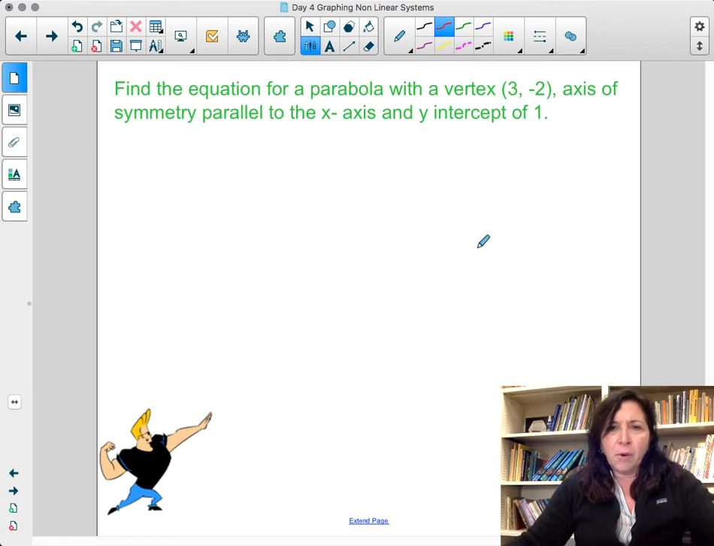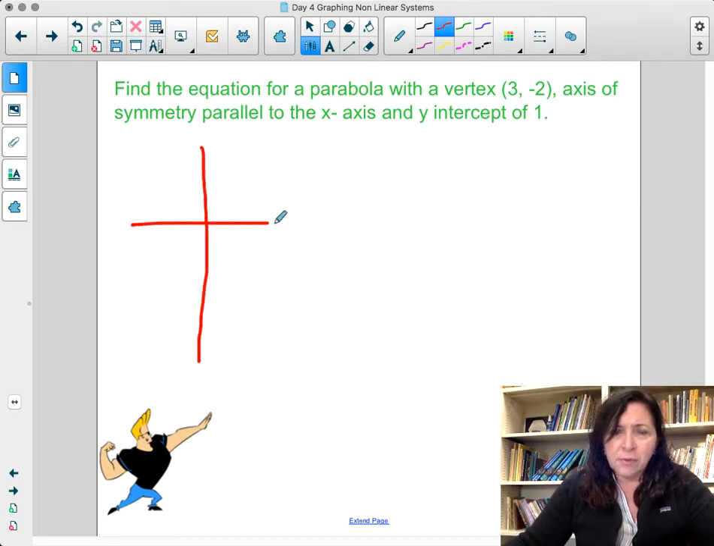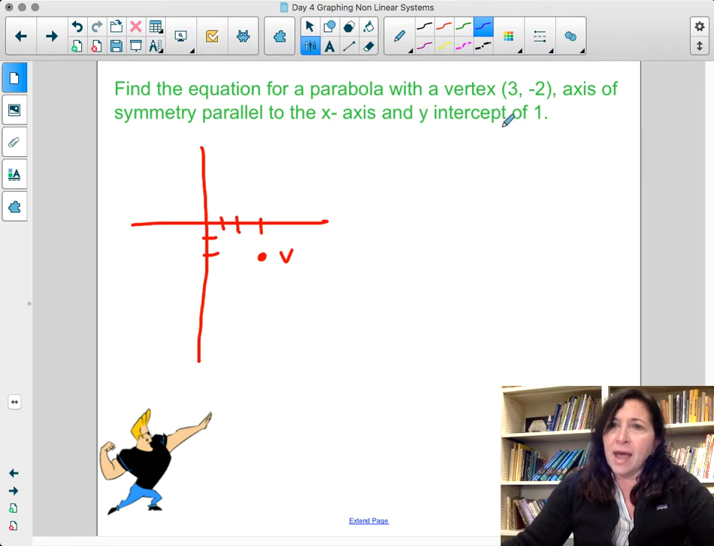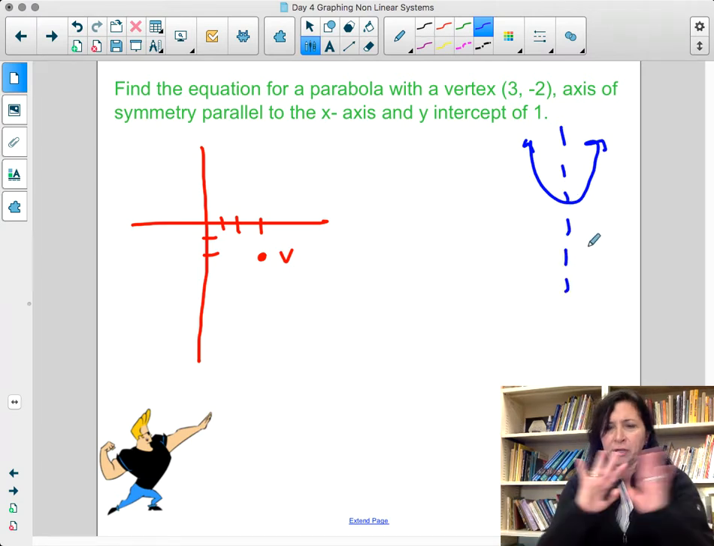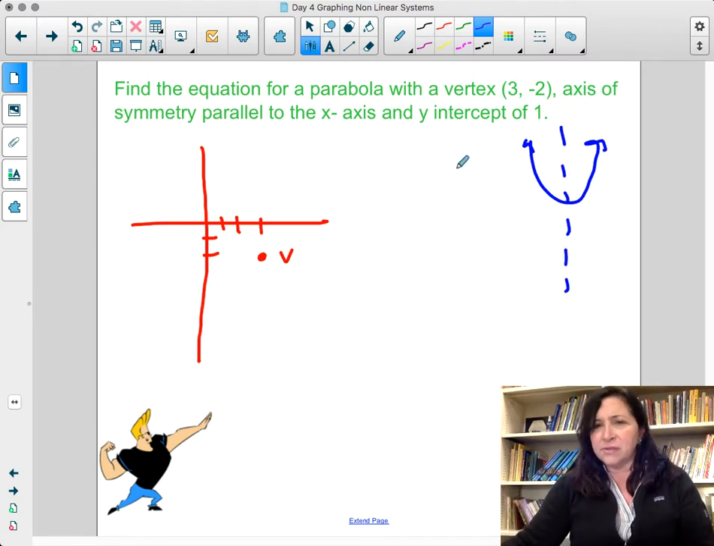All right. One more parabola problem, and then we'll get to the systems of equations. Find the equation of a parabola that has a vertex of 3, negative 2. Okay, so I'm going to go 3, negative 2. And again, I like to put a V there to remind me that that's my vertex. And it's got an axis of symmetry that's parallel to the x-axis. Now, an axis of symmetry, if you think about it, if this is my parabola like this, then this line right here that splits my graph like that is the axis of symmetry.